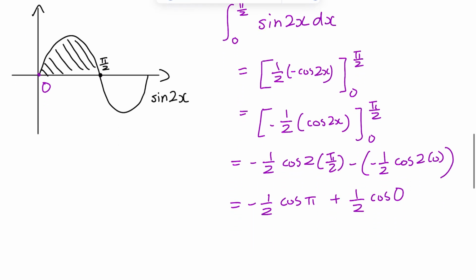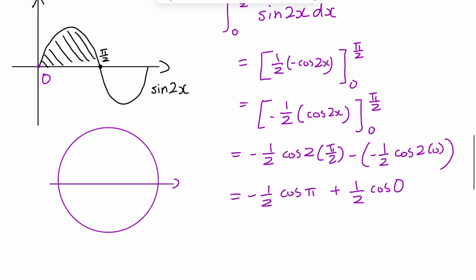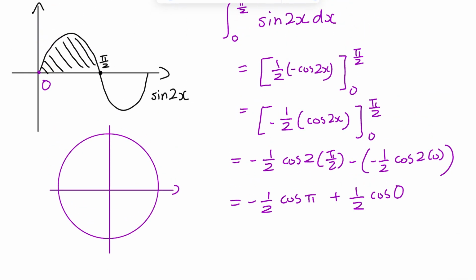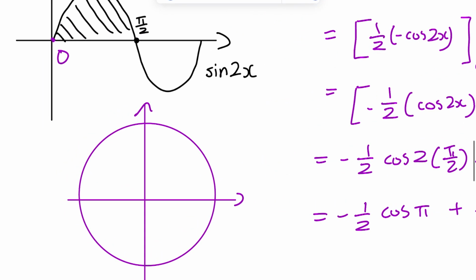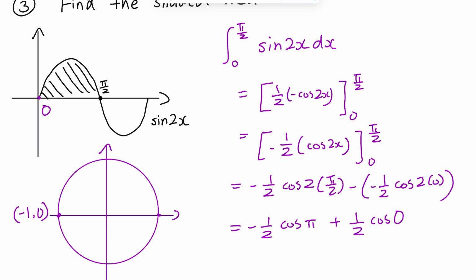Now we're going to try to use the unit circle to help us solve for this. So we have pi here, and we know that the coordinates are negative 1, 0, and for 0, it's going to be 1, 0. And we know that for cosine, it's going to be the x value. So we're just going to focus on the x value. So negative 1 over 2 cosine pi is going to be negative 1, plus 1 over 2 cosine 0, that's 1.